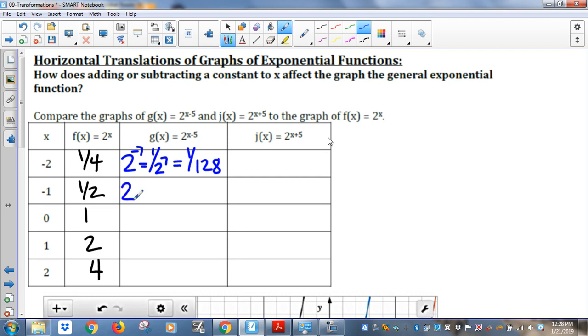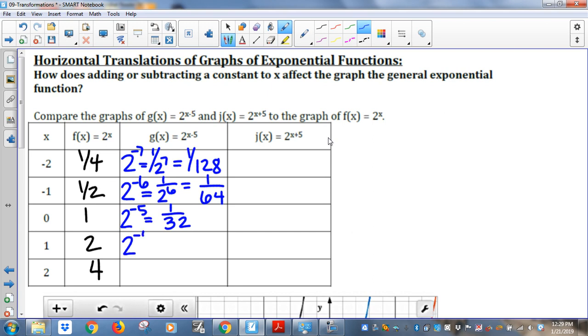If I put -1 in for x, I get 2 to the negative power of 6, which is the same thing as 1 over 2 to the 6th. And so 2 to the 6th is 64. So I have 1 over 64. And we'll go ahead and keep doing this all the way down. I put 0 in for x, so I have 2 to the power of -5. And so it's 1 over 2 to the 5th, which is 1 over 32.